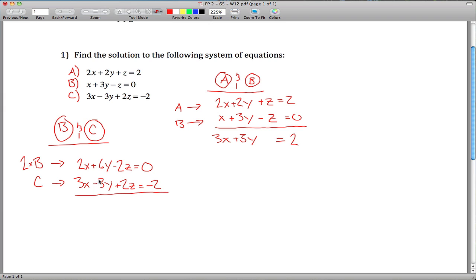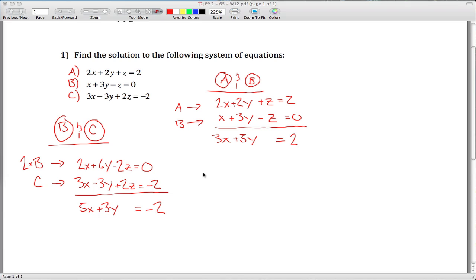So if we add these equations together, we get 5x, and what's that, plus 3y, nothing equals negative 2. So we got these 2 equations up here. They kind of look similar. Maybe I'll change my color. Let's see, so it's not easy to see anything that will cancel out immediately. Let's see, I guess we could multiply this guy by 5.